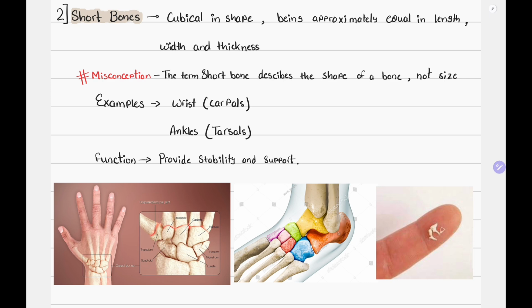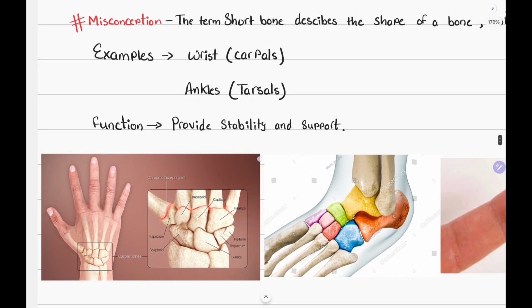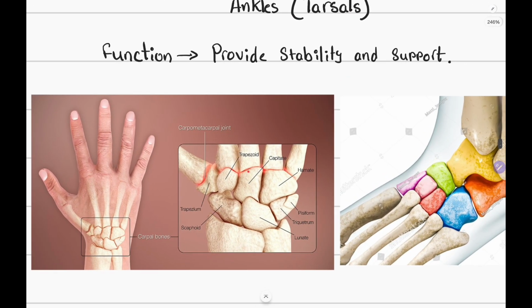And if someone asks you, will malleus, incus, and stapes be considered short bones? You will straight away answer that no, because short bones are classified based on their shape, being approximately equal in length, width, and thickness. Examples of this classification are the wrist bones, which are the carpals, and the ankle bones, which are the tarsals. Showing you in this zoomed in section.